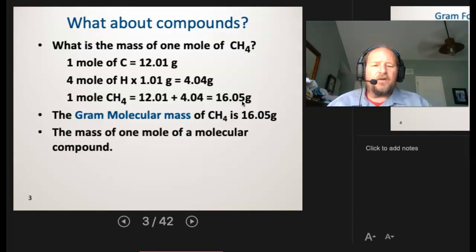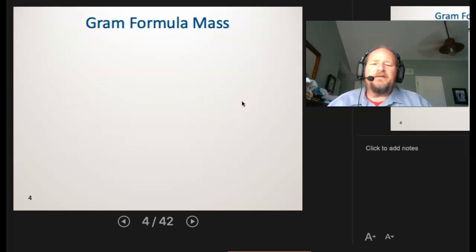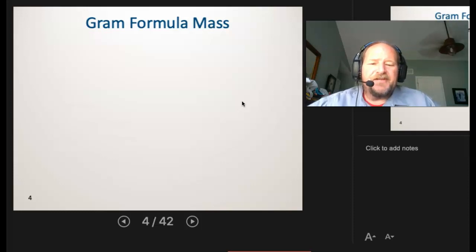All right, what if it's not a molecule? Well, if it's not a molecule, then we'll use gram formula mass. Now don't let these terms confuse you. I've used gram atomic mass, gram molecular mass, and now we're seeing gram formula mass. The methods here are all the same. It doesn't matter what type of compound we have. We just have different names for each type of compound or substance.